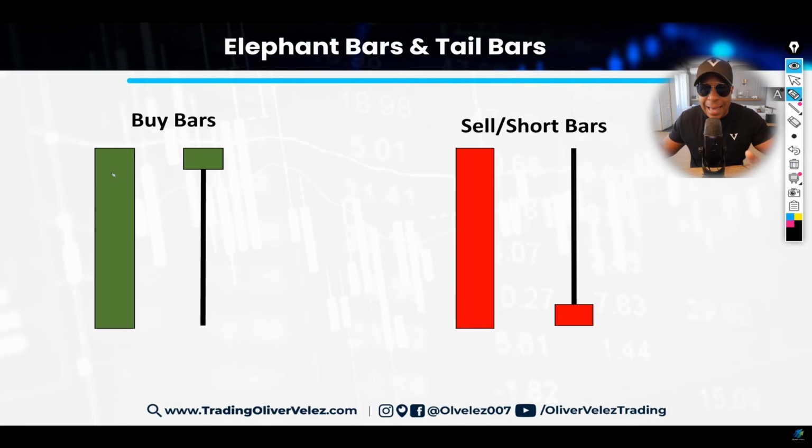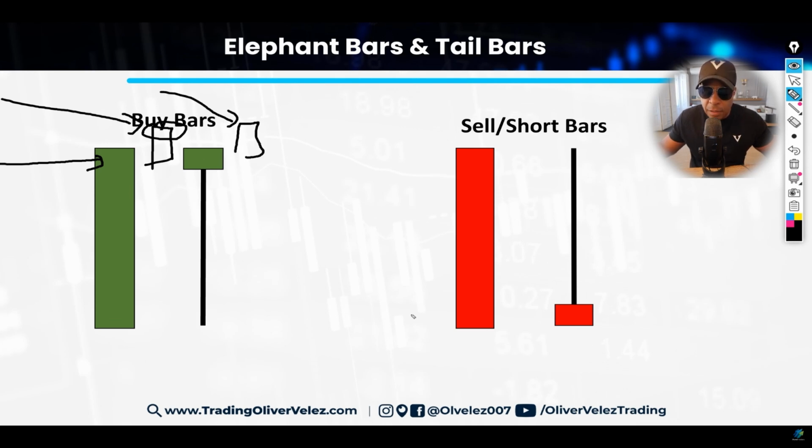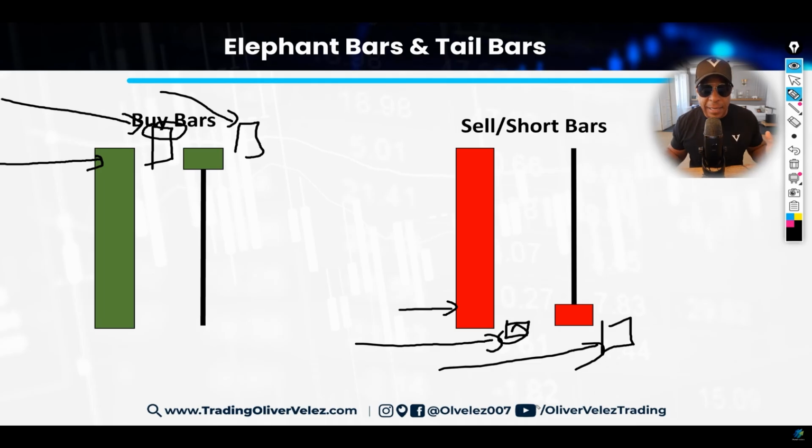We want to try with the elephant bars to get into the bar right toward the end. If we miss it, we want to get the next bar just above it, or just below it. All right? That's how we play these bars. We buy into the elephant bars or just above or below. We get into them at the end, or if we miss it, just above or below. And the tail bars, we always do above or below.